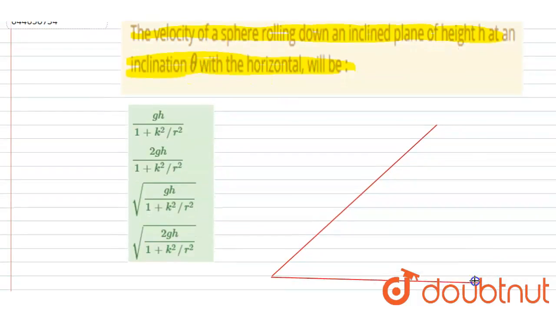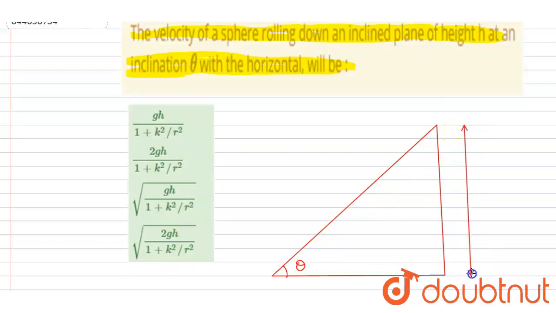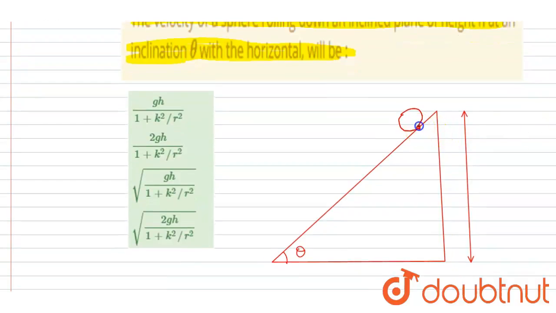If you see, let us draw the inclined plane. This is the inclined plane, and inclination is, let's say, theta. So the height is given, it is h, and this is the sphere. So what will happen when it will roll down? As I told you, this point of contact P will remain at rest.